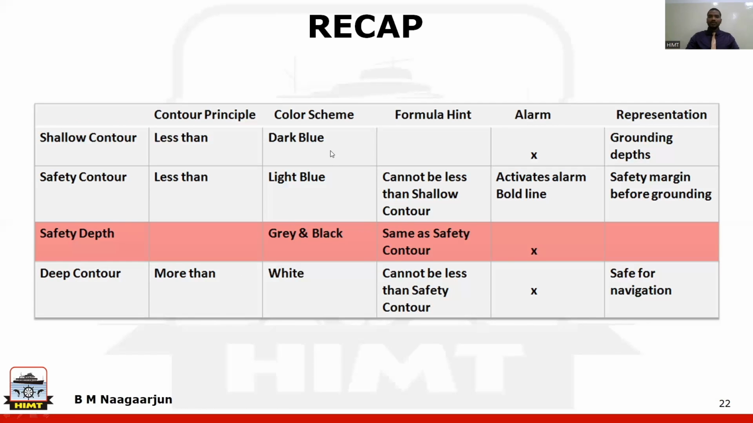The color scheme used for shallow contour is dark blue, safety contour will be light blue, and deep contour will be white in color. And the safety depth is a very useful factor, as we have seen, and it uses two color schemes, which are gray and black. Gray is for the depths which are deeper than the safety depth, and black is for the depths which are shallower than the safety depth.